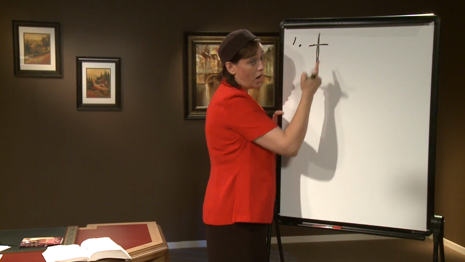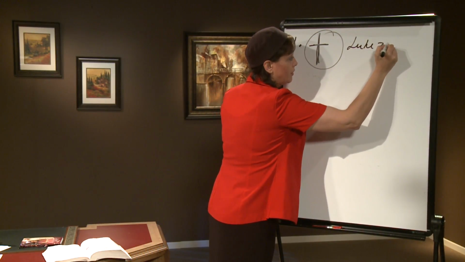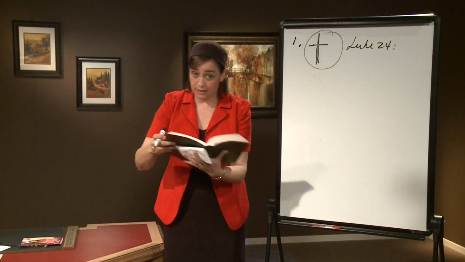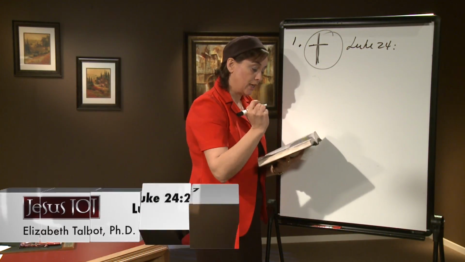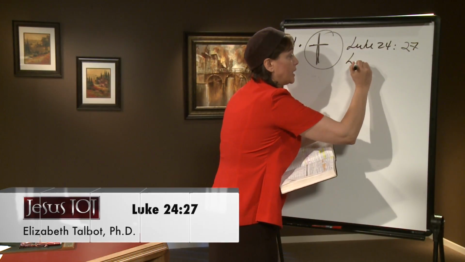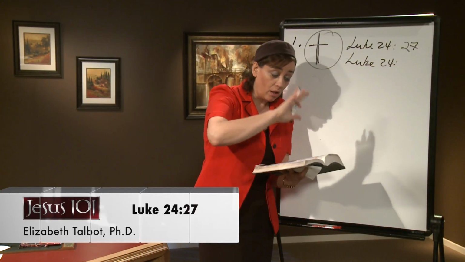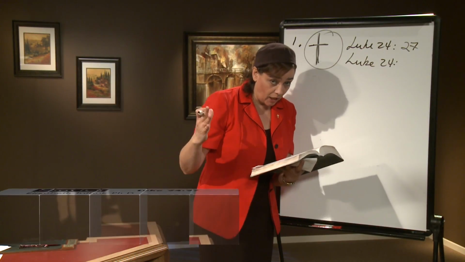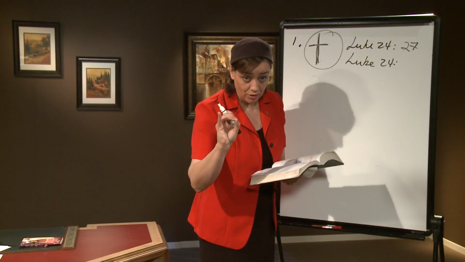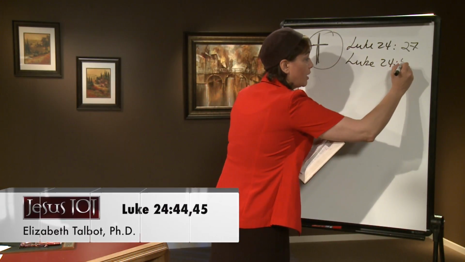So if you draw a cross and you put Luke chapter 24, and if you want verses, we can put both. The ones where he talked to the two disciples in Emmaus, which was 27. And we can also put the one when he talked to the rest of the disciples and explained to them that the whole Old Testament, law, prophets, and Psalms, which is the whole formula for the Old Testament, the Bible that the Jews used, all of it was about Jesus. So this would be 44 and 45.